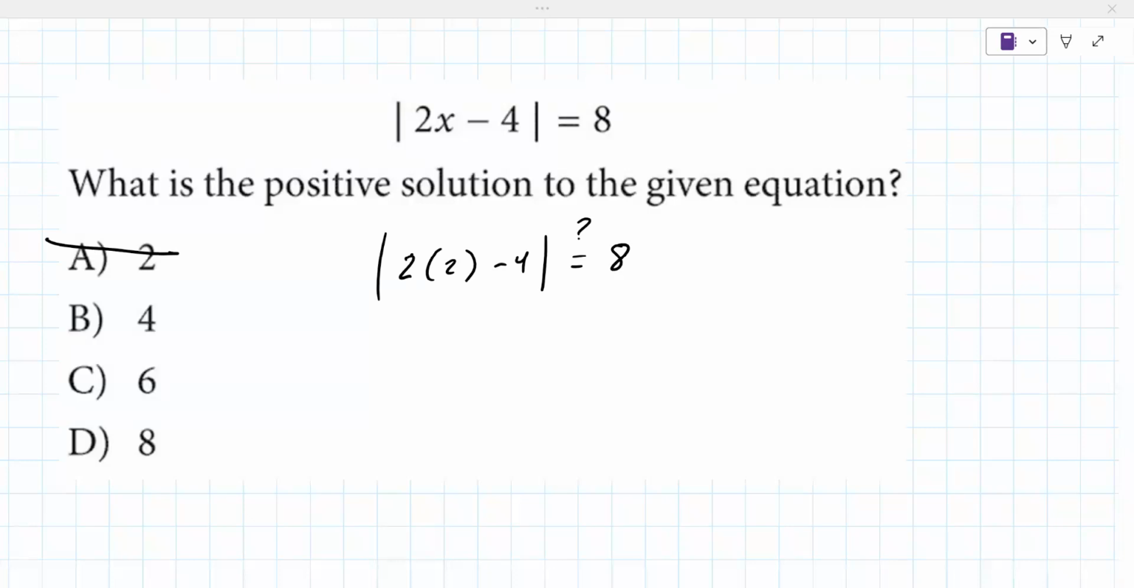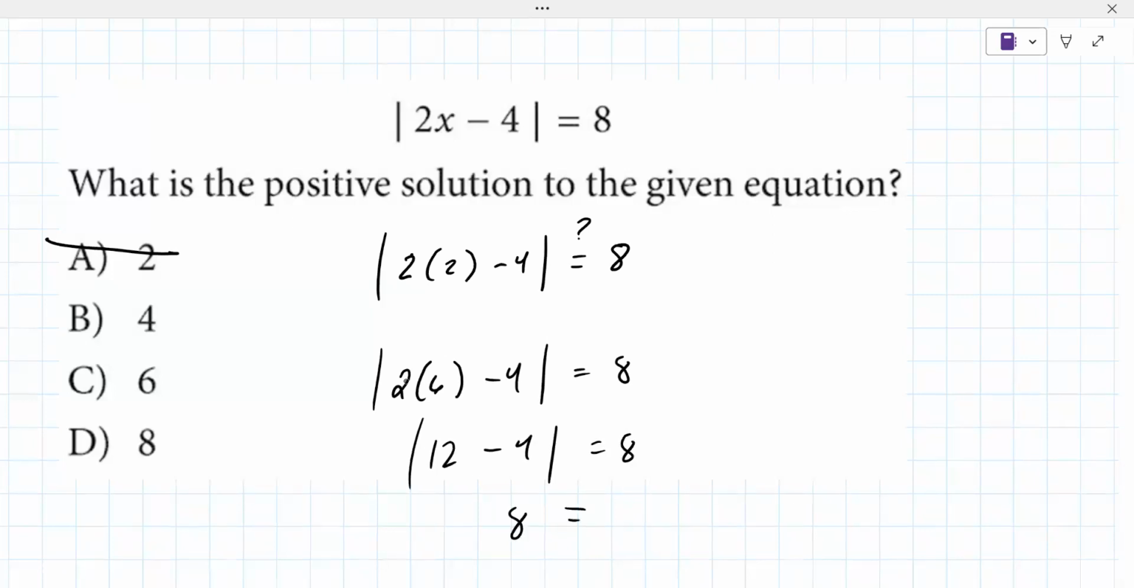All right, so why don't you keep trying the answers there until you find the one that works, please. Six. 2 times 6 minus 4 equals 8. That's 12 minus 4, which does equal 8. Good. Yeah, so the answer is 8, right? Or I'm sorry, the answer is 6.